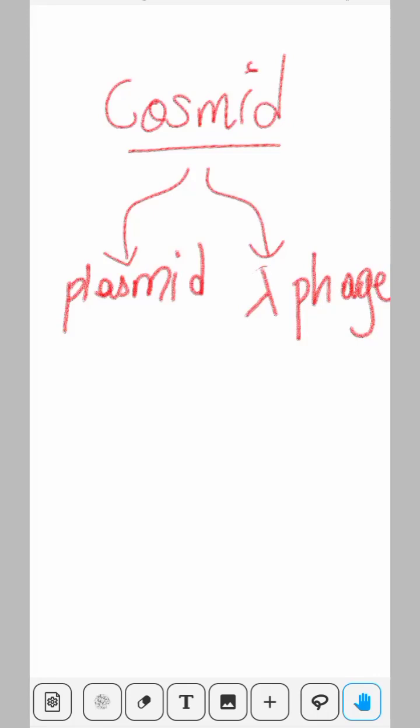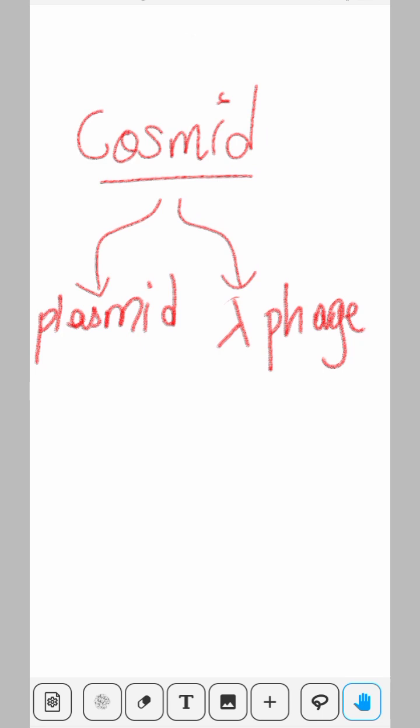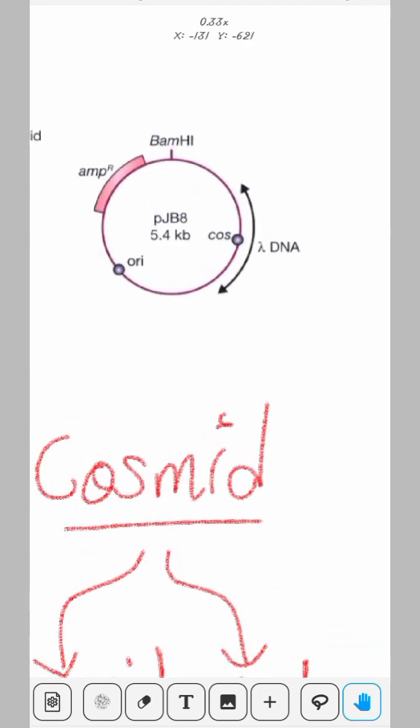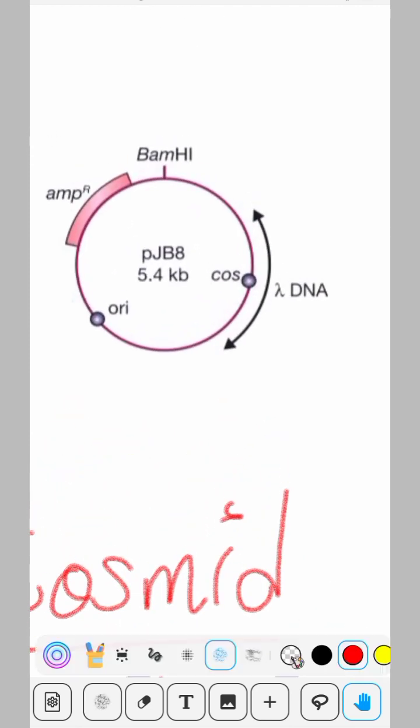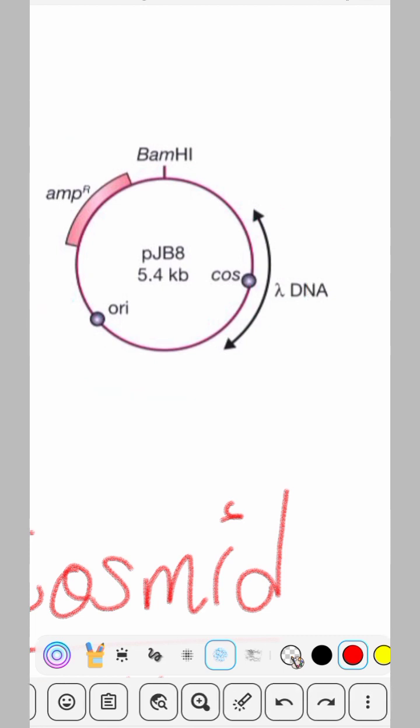Cosmids are basically a combination of a plasmid and a lambda phage. It is chimeric in nature, which means it has both regions: a region from the bacterial plasmid and a region from bacteriophage lambda. This is the typical structure of a cosmid. Here we can see the lambda DNA site, and the rest is the bacterial plasmid DNA. So it is a combination of both parts.